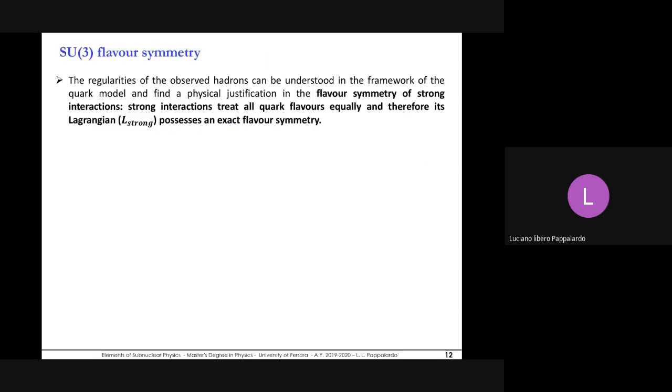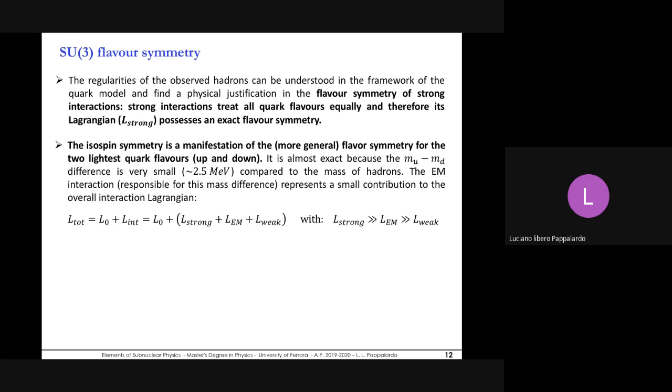The regularities of the observed hadrons can be understood in the framework of the quark model and find indeed a physical justification in the so-called flavor symmetry of strong interaction. This is at the basis of the quark model. Strong interaction treats all quark flavors equally, and therefore the strong Lagrangian possesses an exact flavor symmetry. So the strong interaction between quarks is independent of whether they are up, down, or strange. What matters, of course, is the color charge, the color degree of freedom that we will study next in QCD.